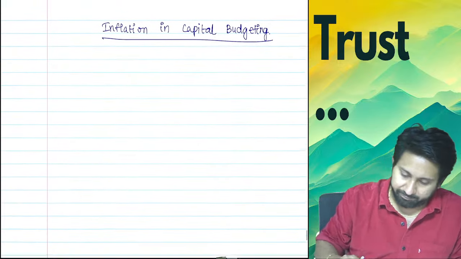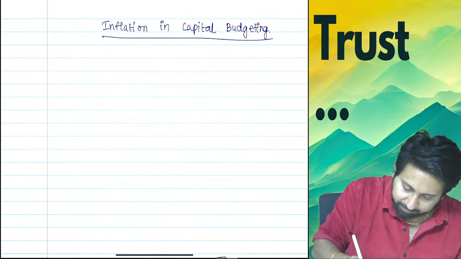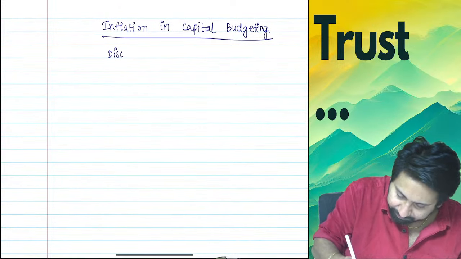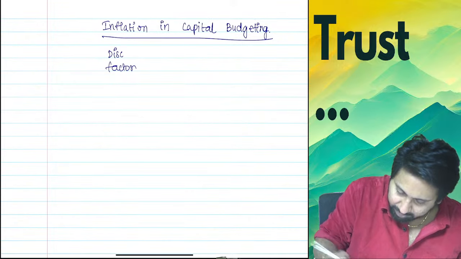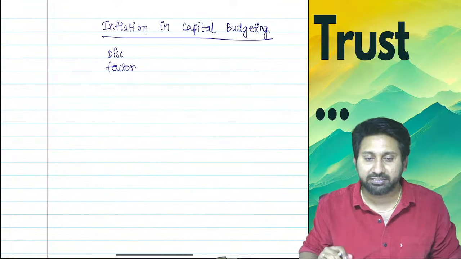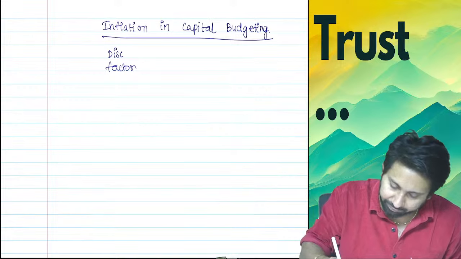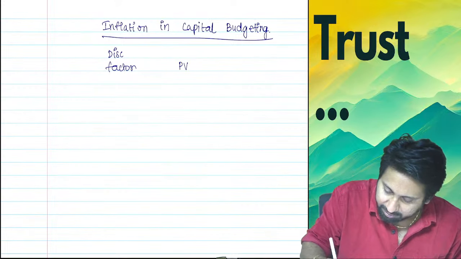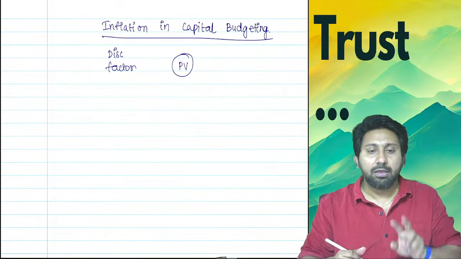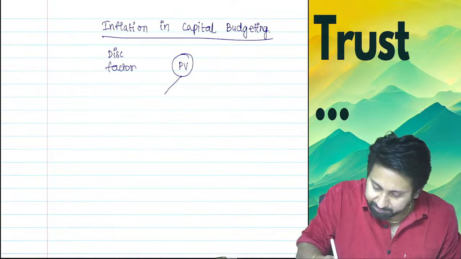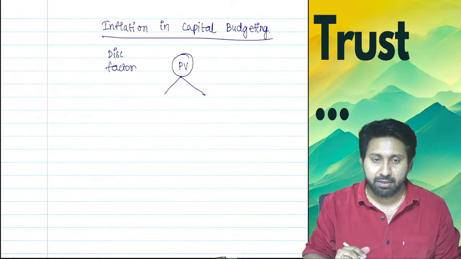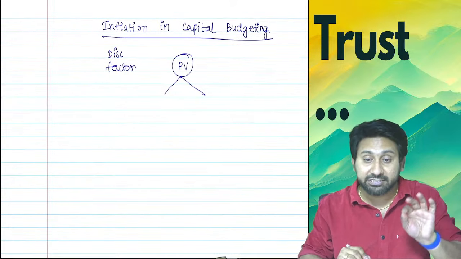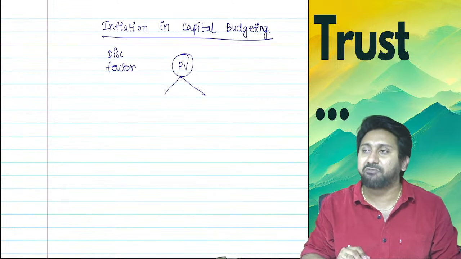Point number one. What is a discounting factor? Let us first understand the PV factor. PV factor is made out of two things. What is the PV factor? The discounting factor.